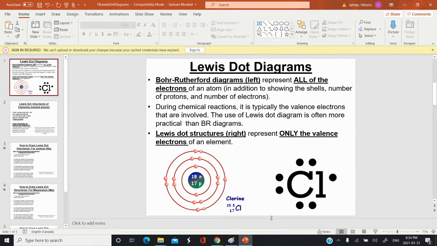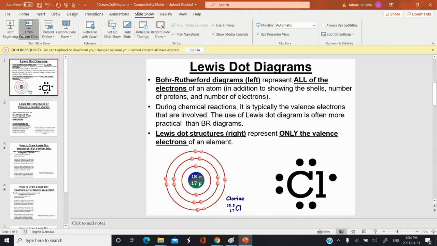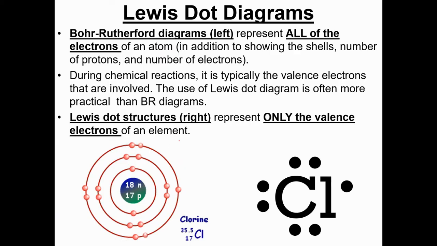In this video, we're going to focus more on how to draw Lewis dot diagrams. So here we have a Bohr-Rutherford diagram for chlorine. As you can see, we have the protons and neutrons in the nucleus, and all the electrons in their respective shells, with 2 on the first, 8 on the second, and we have 7 on the last. You could have up to 8, but chlorine doesn't have 8 electrons, it only has 7 on the last shell, so 7 valence electrons.